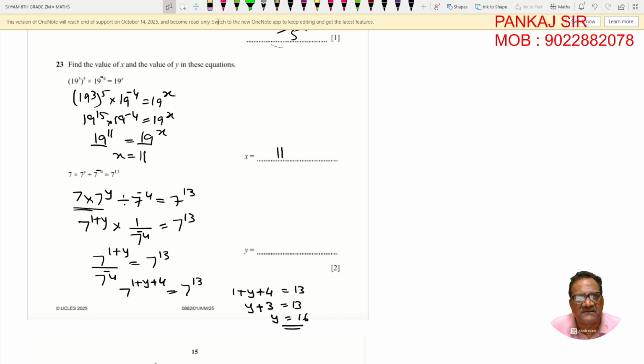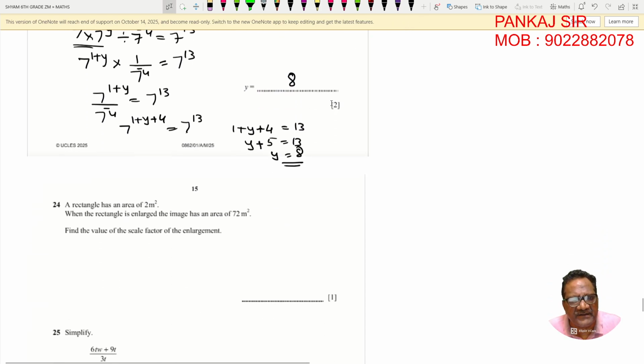Okay. This will be 5 equal to 13. So y will be 13 minus 5, and 13 minus 5 happens to be 8. Right? So my answer for y will be 8. Sorry for that, because I could not read that properly. Instead of minus 4, I was taking plus 4 in both the cases. So after doing the correction, I am getting the answers right. Okay. So that was question number 23.